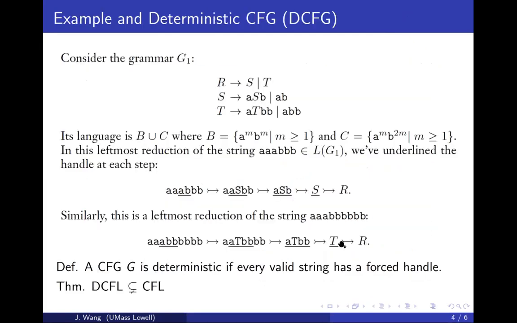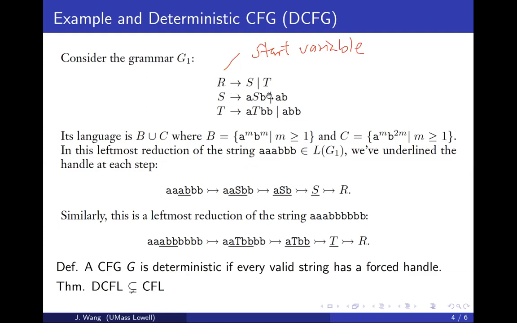Now let's look at an example. I'm sorry, let's first look at an example of an ambiguous reduction, and then we'll define deterministic CFG, which we call DCFG. So here's an example. You are given a context-free grammar. This R here is a start variable. I would have used S for the start variable, but this example is directly copied from the textbook.